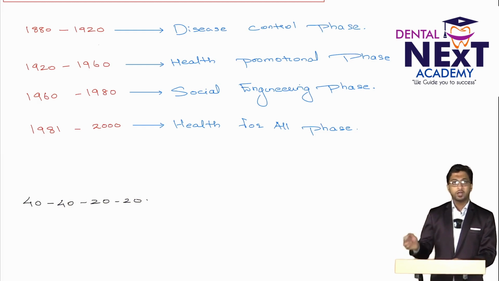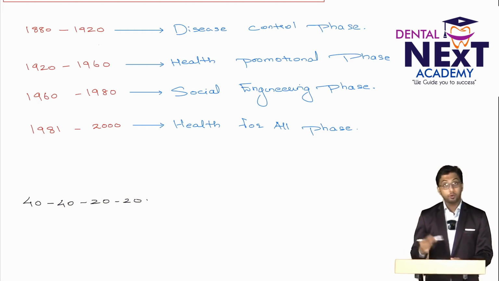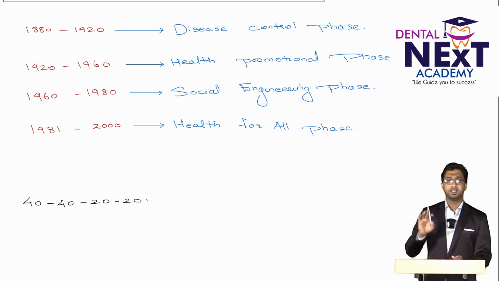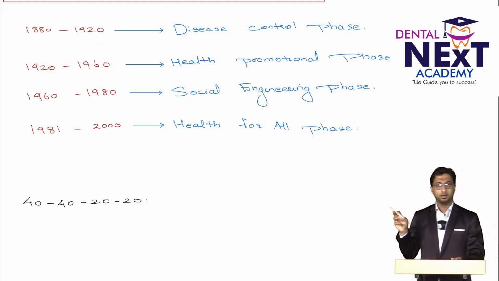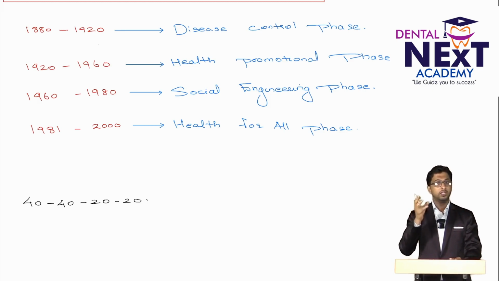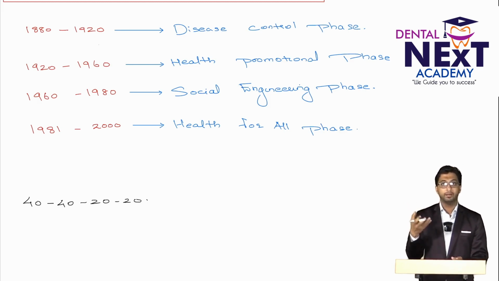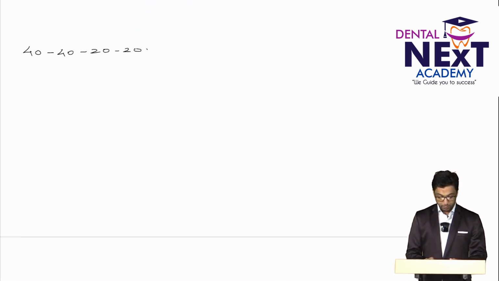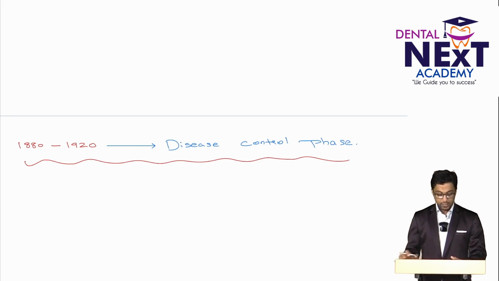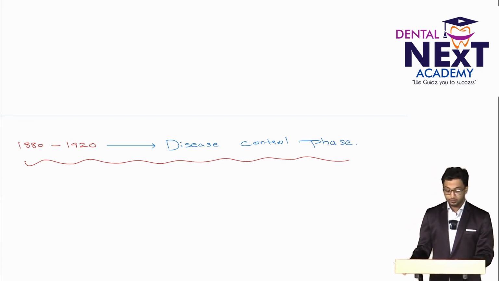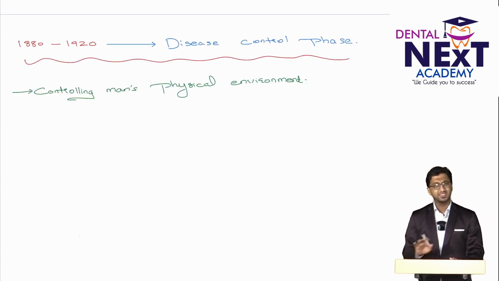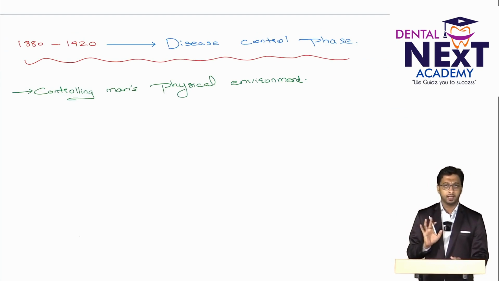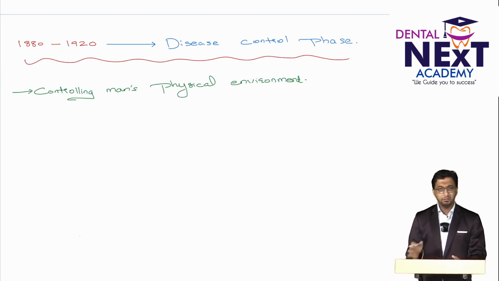So it was controlling the disease initially, then promoting health, then came the technology, and then we realized that it's not just some people benefiting. Initially the developed countries were benefited from public health. Now it is health for all. We'll come to this one by one. So the first thing, 1880 to 1920, the disease control phase. I'll just give you a broad understanding of this. Some things are important.